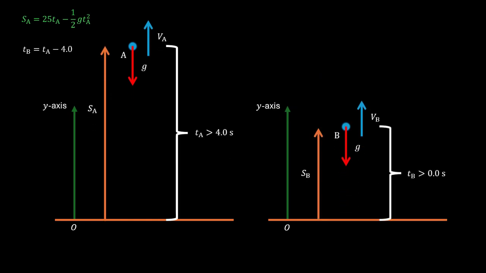Some time later, when t subscript B is greater than 0, we have ball B at a displacement S subscript B vertically upwards from the point of projection, moving with velocity V subscript B vertically upwards and accelerating vertically downwards at g.